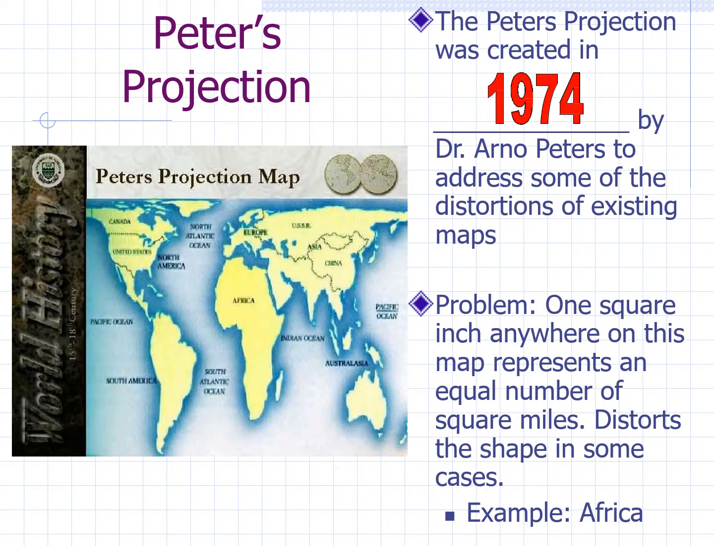The Peters projection. The Peters projection was created in 1974 by Dr. Arno Peters to address some of the distortions of existing maps. The problem with this one is that 1 square inch anywhere on this map represents an equal number of square miles. This distorts the shape in some cases, for example, Africa.